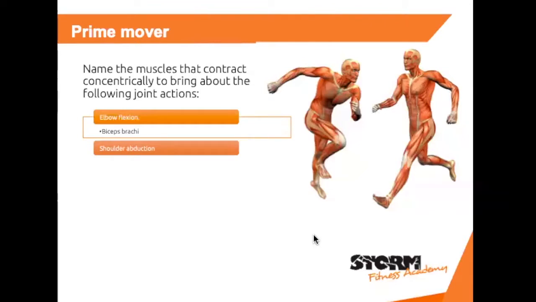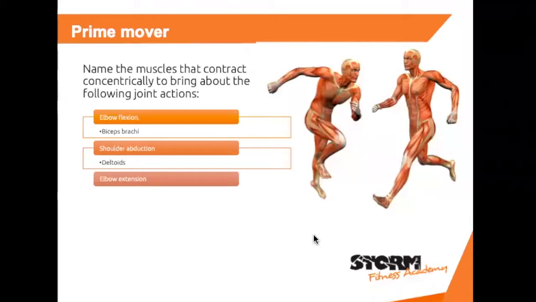What about shoulder abduction? This is your arm going away from your body. What muscle is shortening in order for that to happen? Trickier one, that, isn't it? Deltoids. So it's mainly the medial deltoids that take the arm away from the midline of the body. Deltoids, yeah.